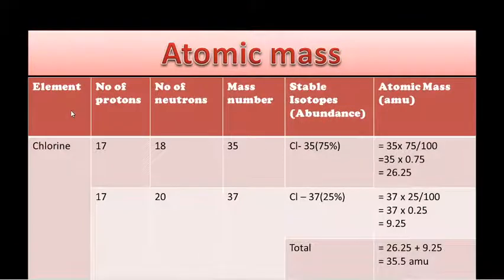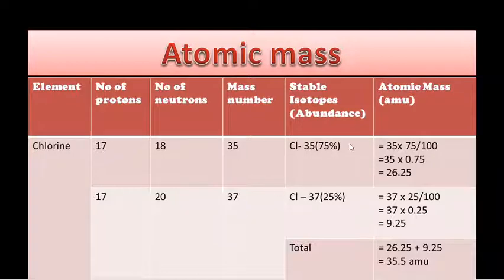So the next one, the last one, is chlorine. Number of protons is 17. Number of neutrons is 18. So the mass number here is 35. Like that, chlorine has two stable isotopes. One is 35, another one is 37. Here the number of protons remains the same, but the number of neutrons differs. Likewise, here it is 18 and here it is 20. So we got 35 and 37.